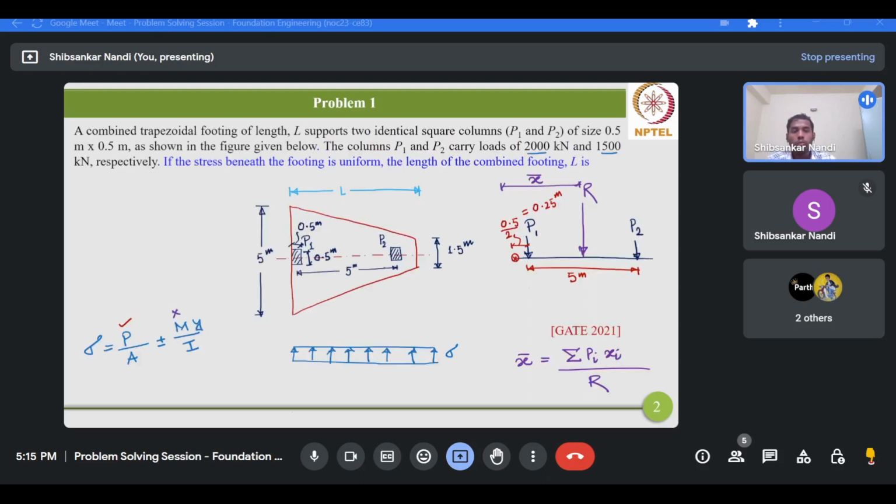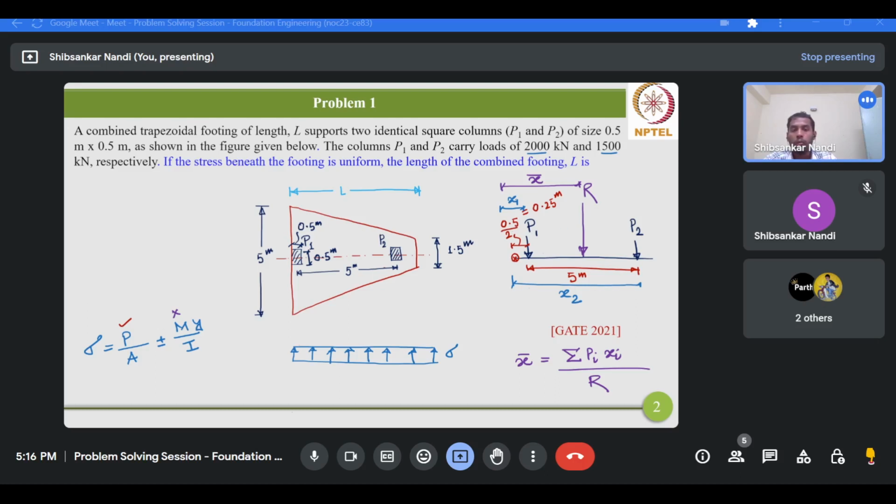What would be the values for x1 and x2? So this distance is your x1, since you are taking the reference at this left hand side, and this is your x2. That means the lever arm of P2 and P1.